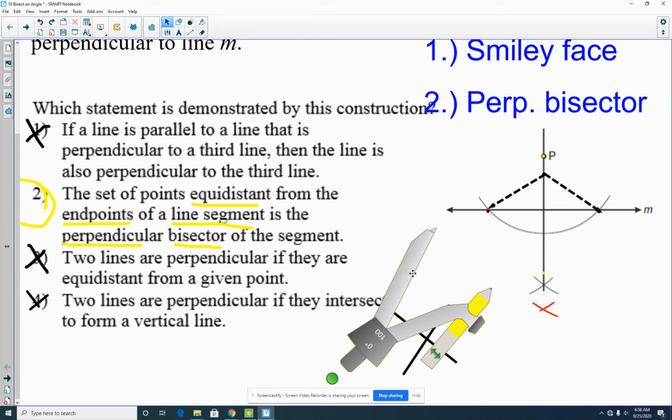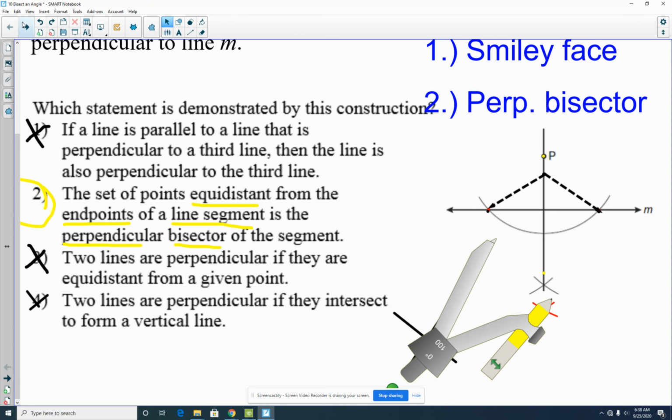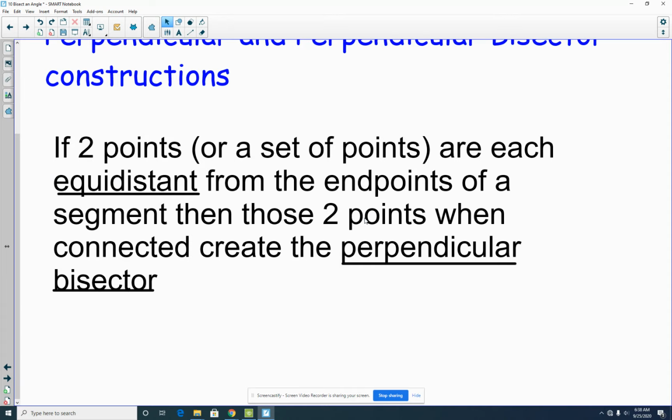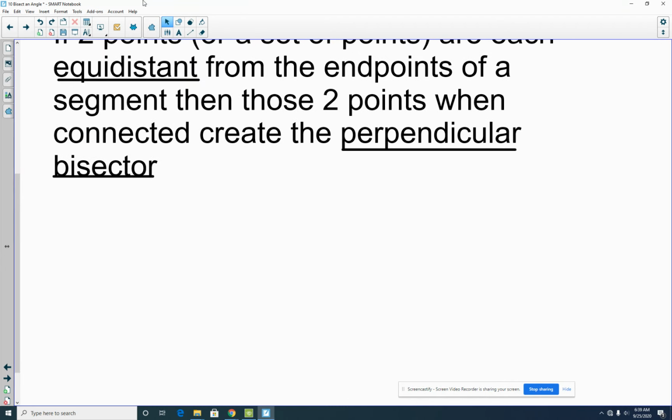So this actually directly goes hand in hand with this theorem, and it's underneath. And here's the theorem. The theorem states that if 2 points or a set of points are each equidistant from the endpoints of a segment, then those 2 points, when connected, create the perpendicular bisector. So again, we're talking about having a segment, having endpoints, and saying that the points that are equidistant from those 2 points when connected would give you the perpendicular bisector.